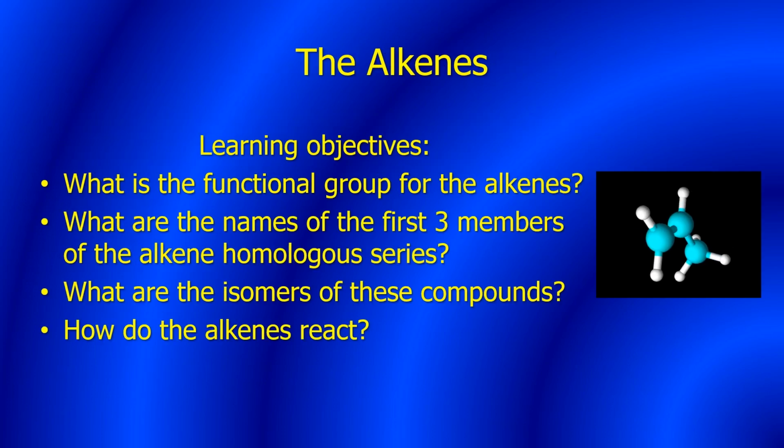Okay, so that's the end of our study of the alkenes. So in this video, we've looked at the functional group for the alkenes. We've named the first three members of the alkene homologous series and looked at their structures and their isomers, or the isomers of C4H8. And we've considered the reactions of the alkenes, the addition reactions, where alkene molecules react with halogens very, very quickly, and that can be used as a test for the halogens.